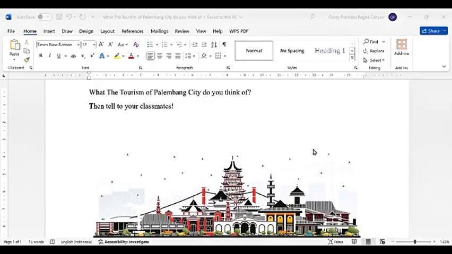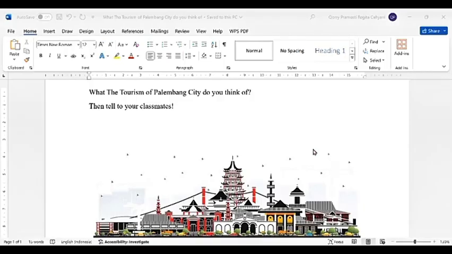Is it my turn, Kak, to explain the tourism in the Palembang city? Yes, it's your turn. Okay, thanks Kak Kori for the opportunity. So, what about the tourism of Palembang city? I'm going to explain about Siguntang Hill. Okay, guys, before I start the explanation, I hope you can listen to me carefully and seriously.